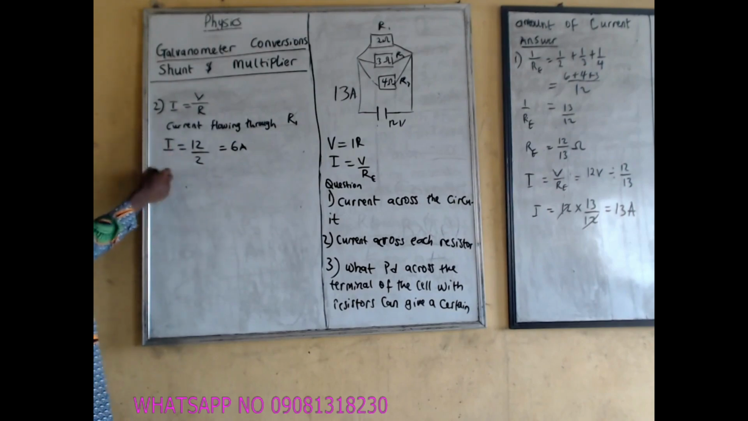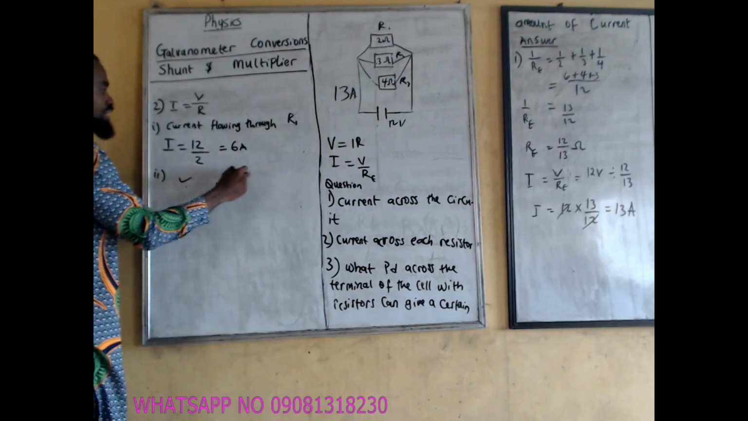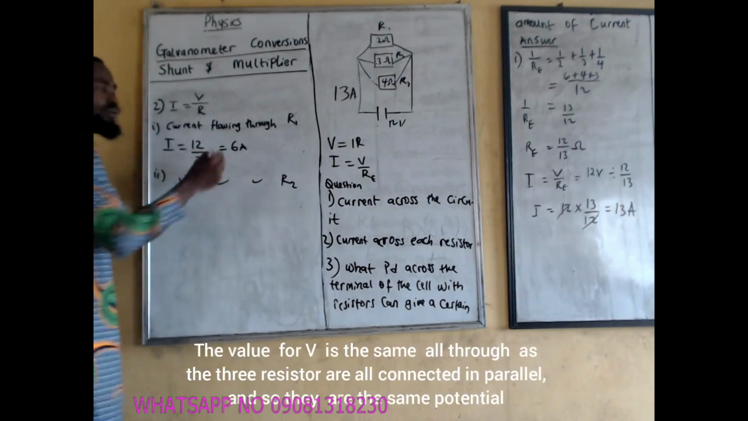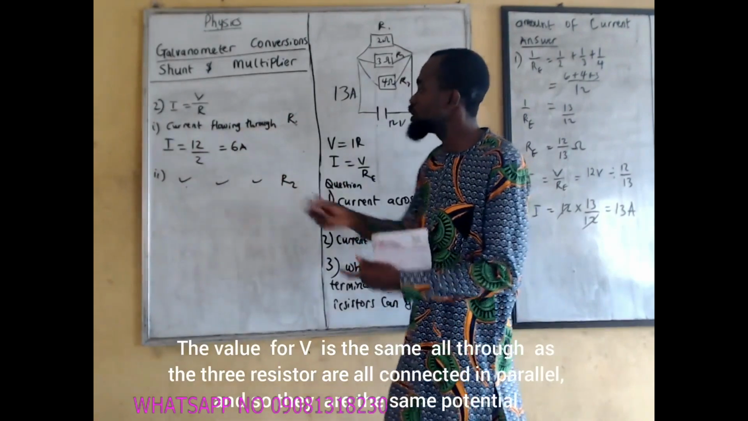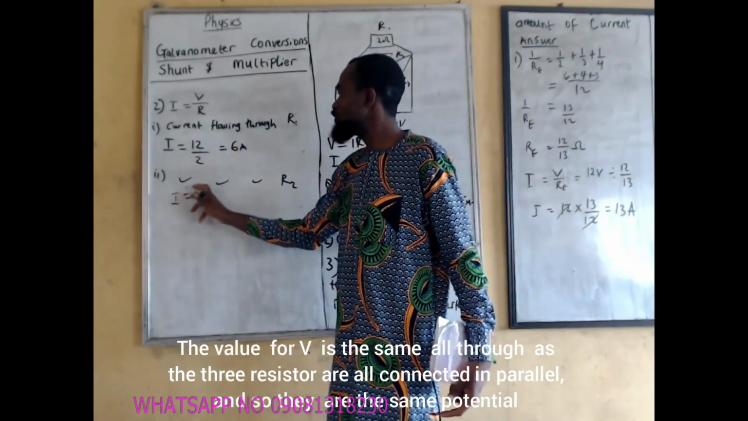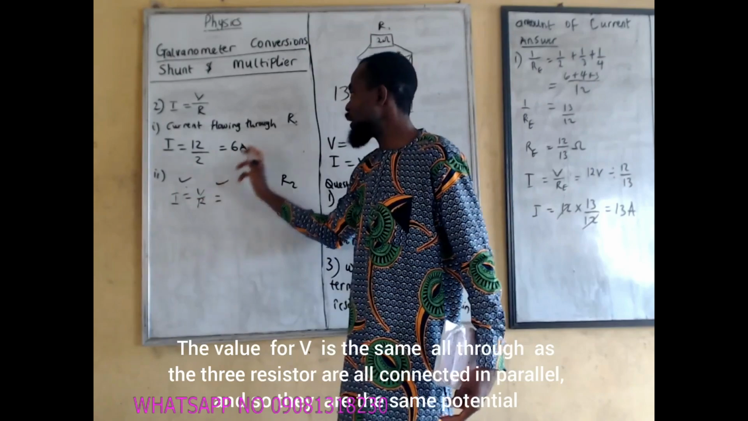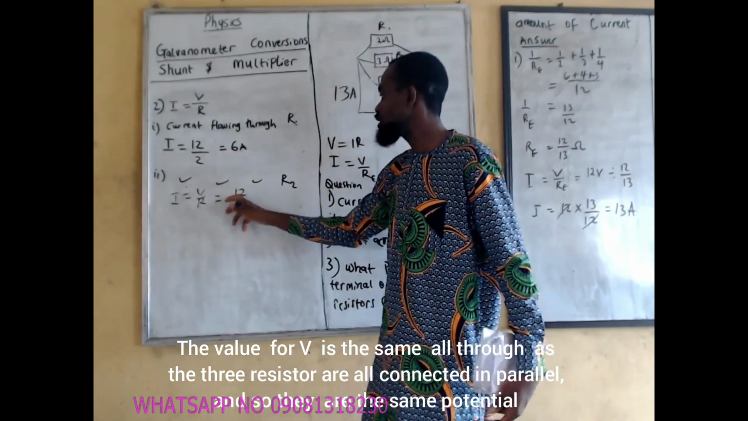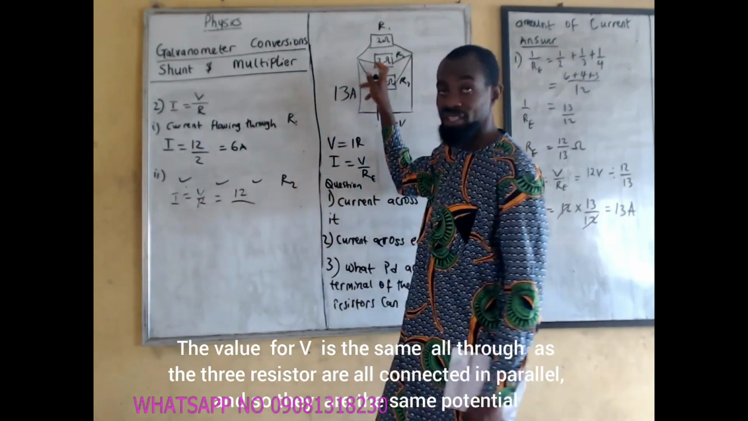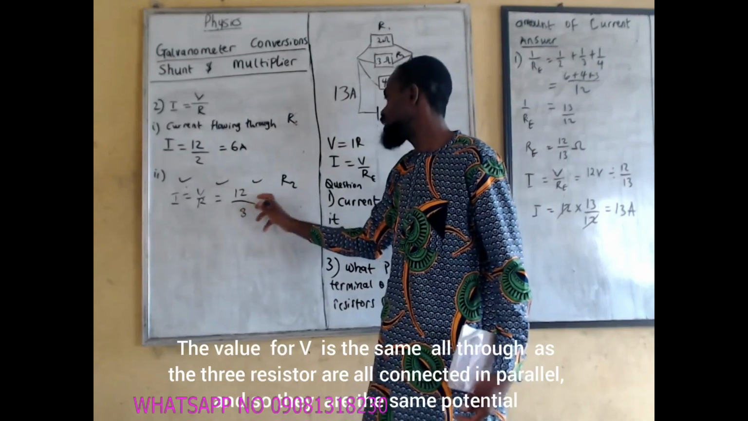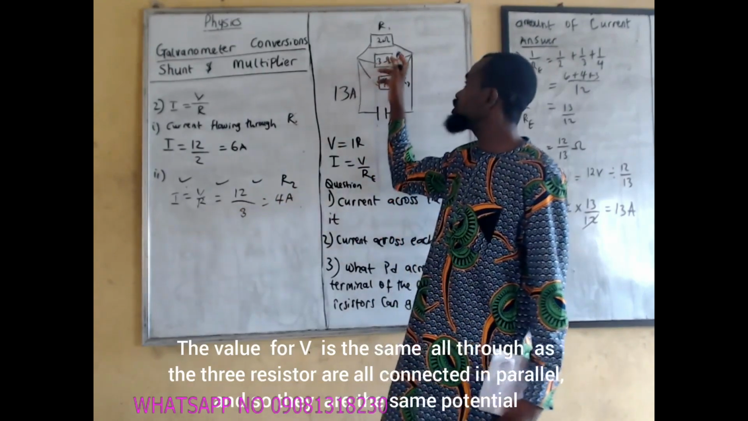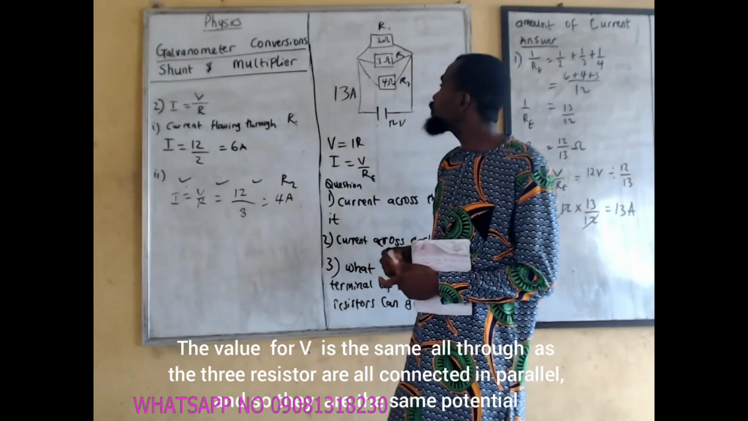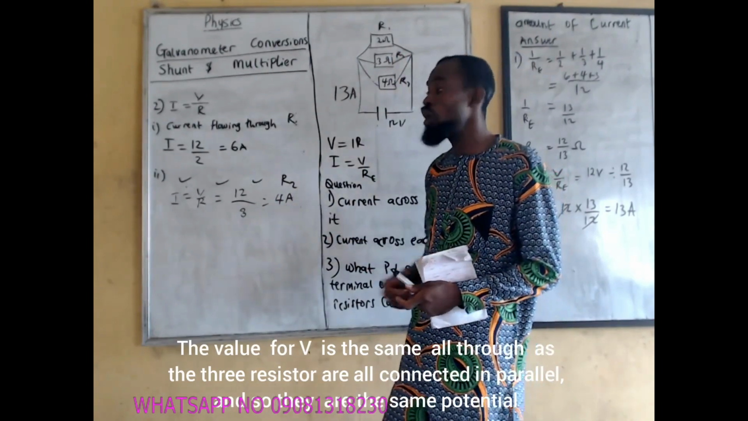But if you are looking at the current flowing through R2, it will still be I is equal to V over R. Our V will still be 12 volts. Because we are looking at R2, we are taking the resistance here, which is 3. So 12 divided by 3 is what? 4 ampere. So the current flowing through this second resistor of resistance 3 ohms is 4 ampere.